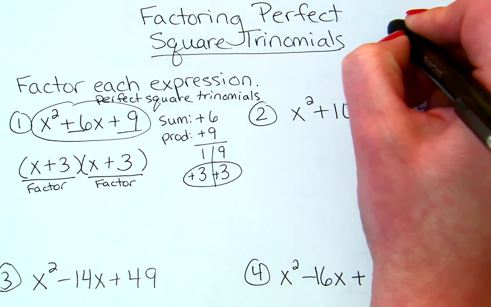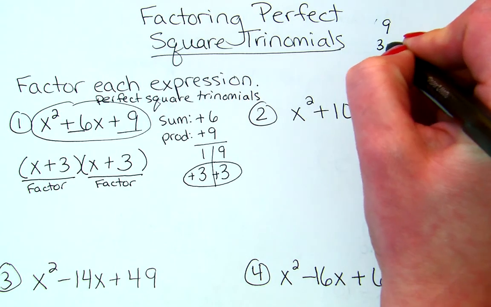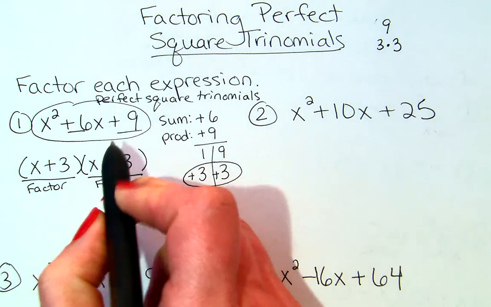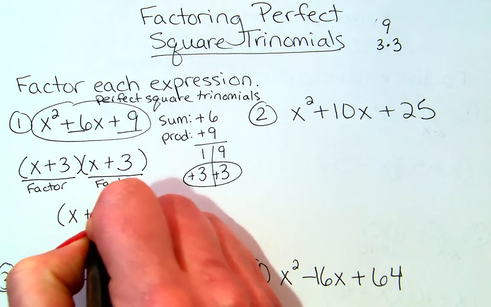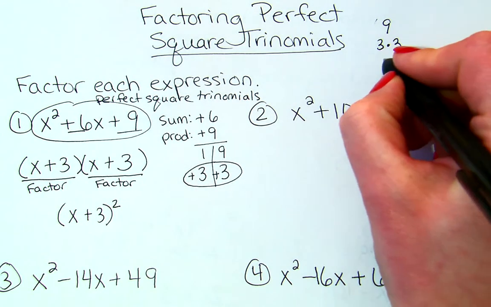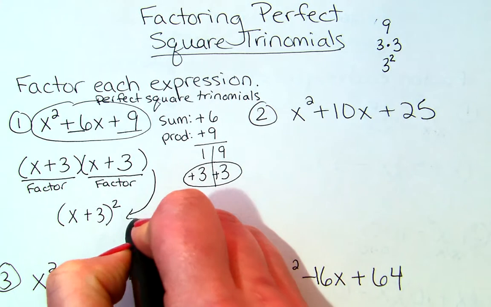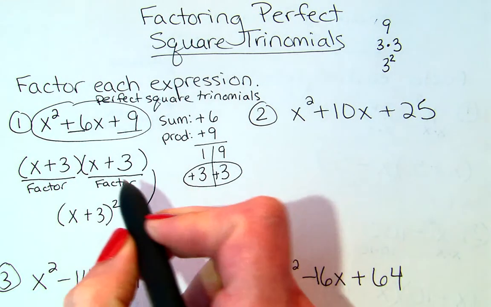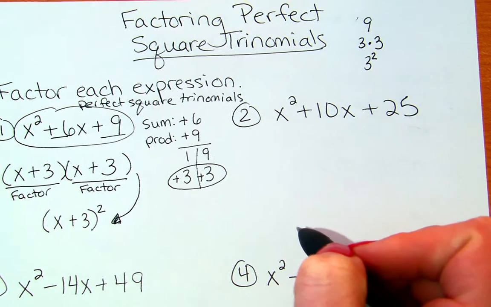So think of the number 9, right? This is a perfect square because two factors that are the same are 3 times 3. So since I have two identical factors, I can rewrite this as x plus 3 squared, just like I can rewrite 3 times 3 as 3 squared. Okay, so this is really the only difference, is being able to rewrite your two identical factors as a factor squared. All right, so let's take a look at example number 2.